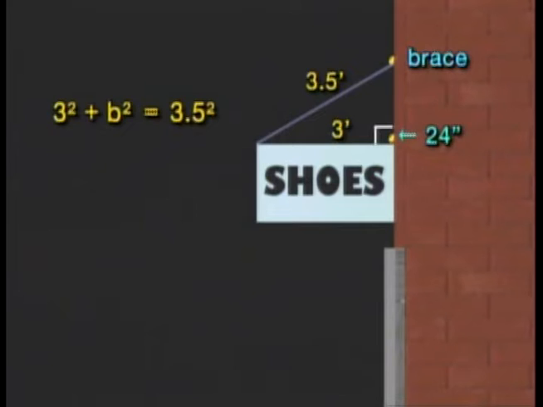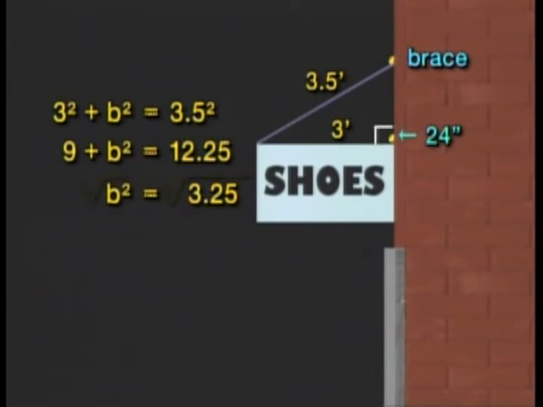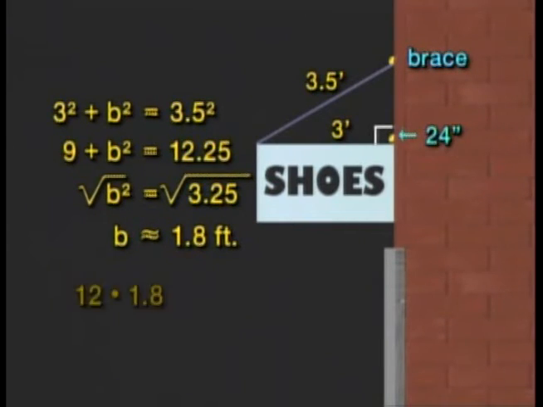The equation is 3 squared plus B squared equals 3.5 squared. The square of 3 is 9. The square of 3.5 is 12.25. Subtract 9 from both sides. Find the square roots of B squared and 3.25. The approximate square root of 3.25 is 1.8. The chain should be hung 1.8 feet above the top of the sign. If we want to work with inches, we can multiply by 12. 1.8 feet is 21.6 inches.